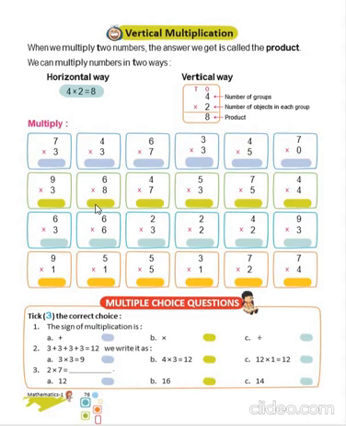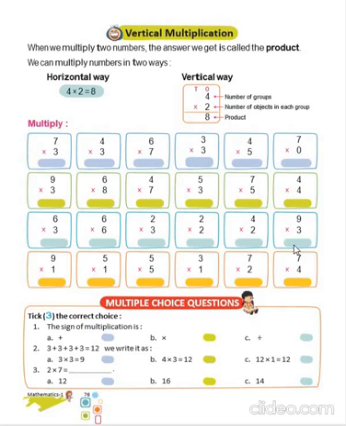6 into 8 will be 48. 4 into 7 will be 28. 5 into 3 will be 15. 7 into 5 will be 35. 4 into 4 will be 16. 6 into 3 will be 18. 6 into 6 will be 36. 2 into 3 will be 6. 2 into 2 will be 4. 4 into 2 will be 8.